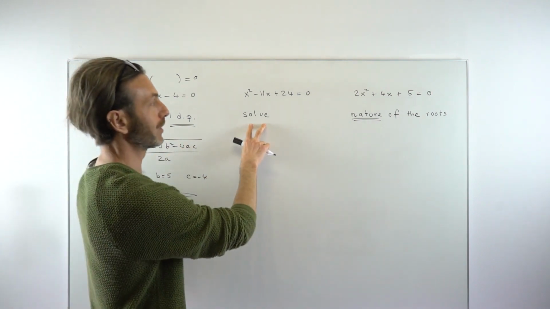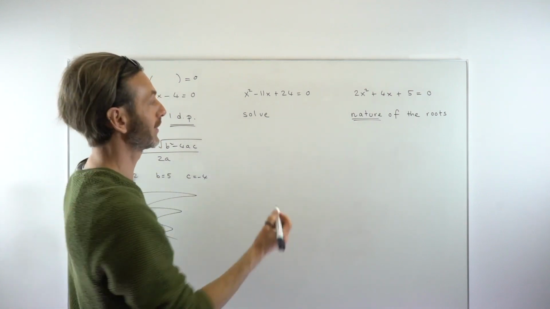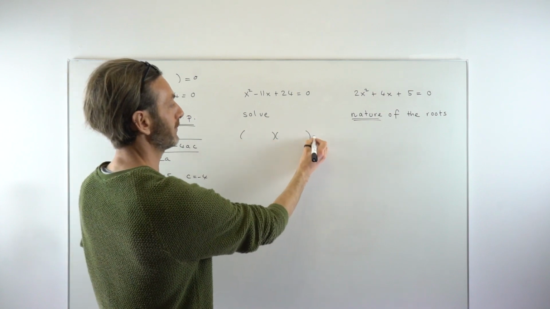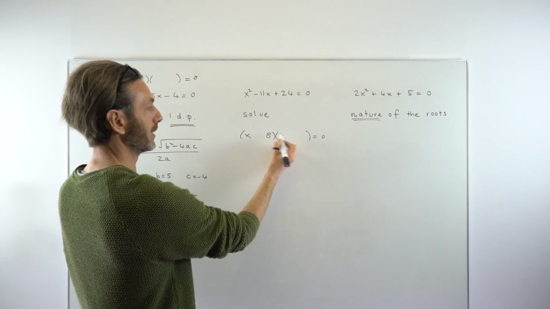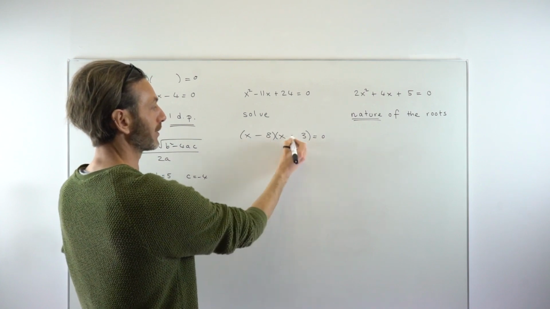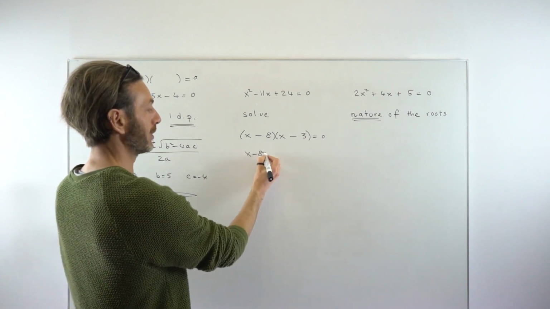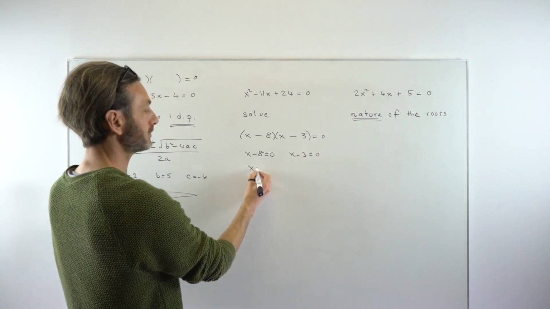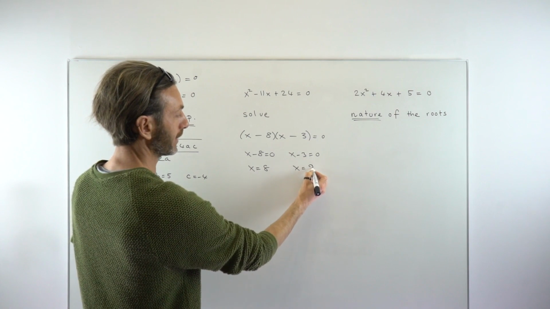In this case, however, although I'm being asked to solve, no reference to decimal places or significant figures, that tells me I should be able to solve it by factorizing. So in this case, it's a trinomial, so we could factorize into 2 brackets. This one does factorize with a negative 8 and a negative 3, and then you could go ahead and separate that into 2 little equations like this, and then you would get the 2 solutions like this.